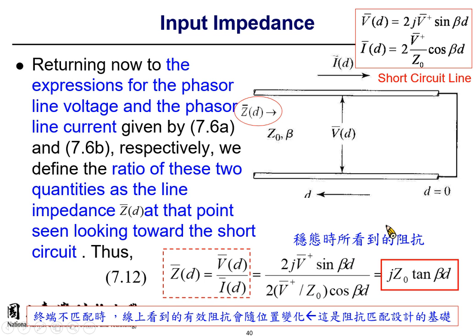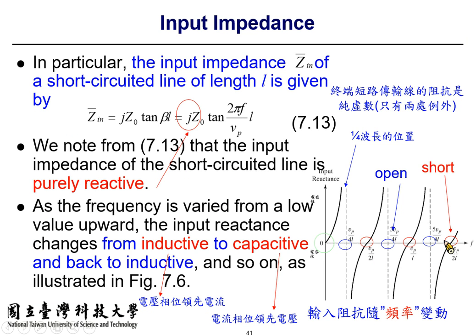So what is the variation of tangent beta d with various d values? What is the range of a tangent function? For cosine and sine function, the range is minus 1 to plus 1, if you want to have real solution. But for tangent function, the value can be minus infinity to infinity. So it can be anything.